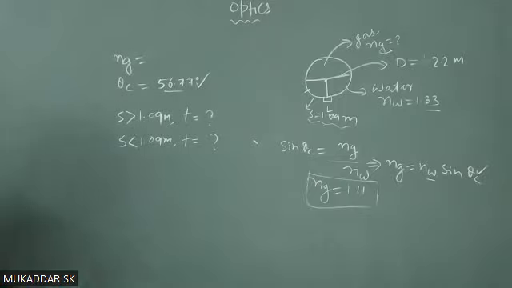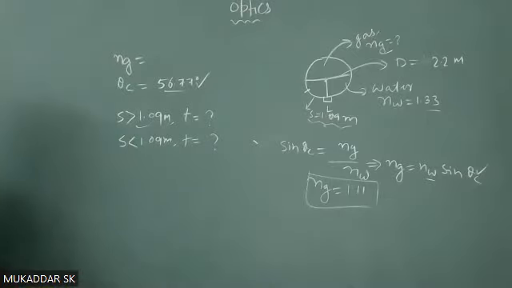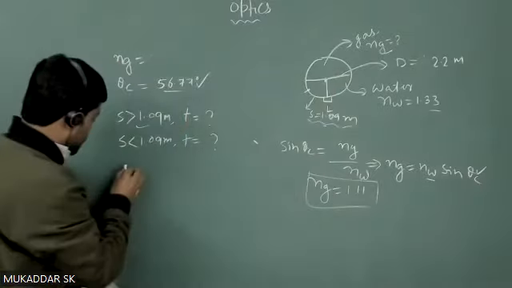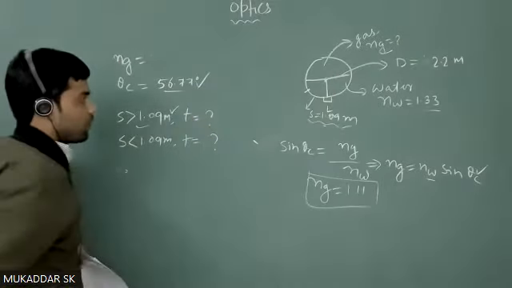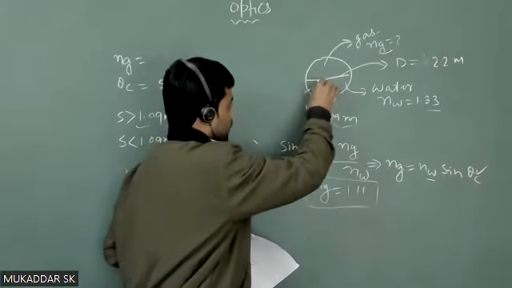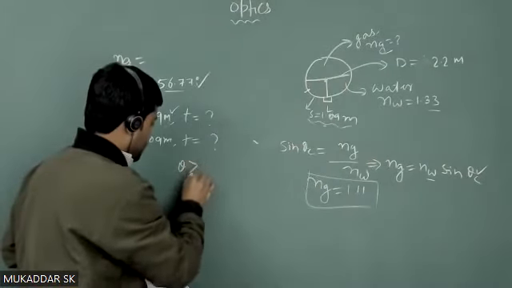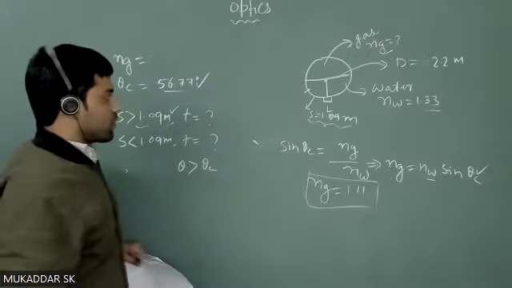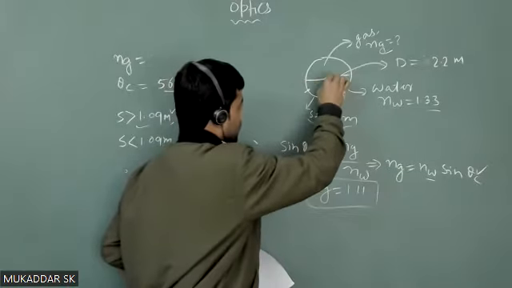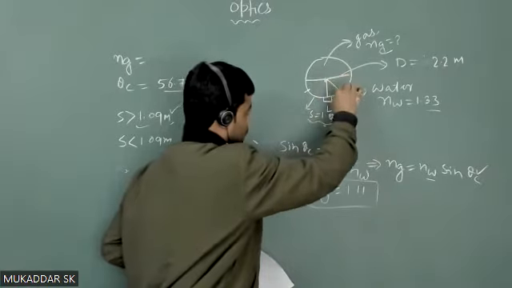Now we see. When S is greater than 1.09 meter, then what will happen, Shekhar? Whatever ray is striking, when S is greater than 1.09 meter, in this situation, what will happen? When S is greater than 1.09 meter, whatever ray is striking, the angle of incidence is theta, that is greater than theta c. So in that situation, what will happen? There will be total internal reflection. Whatever ray will strike there, it cannot enter the gas, but it will come back to the water.